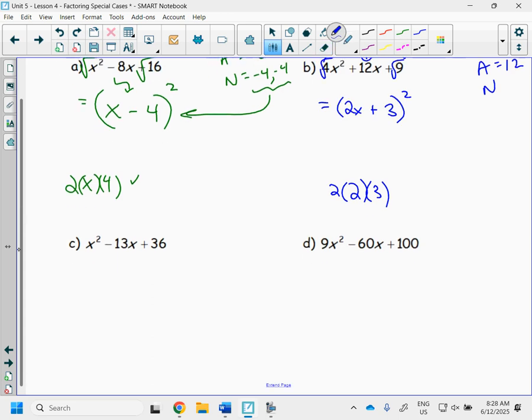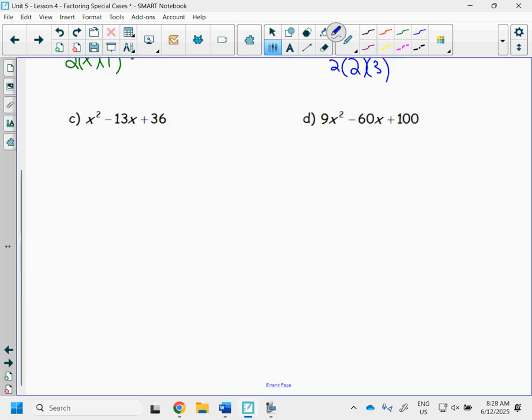Okay, let's try the next one. Ooh, it looks like a simple one again, but let's see if our shortcut works. Can I square root the first thing? Yes.